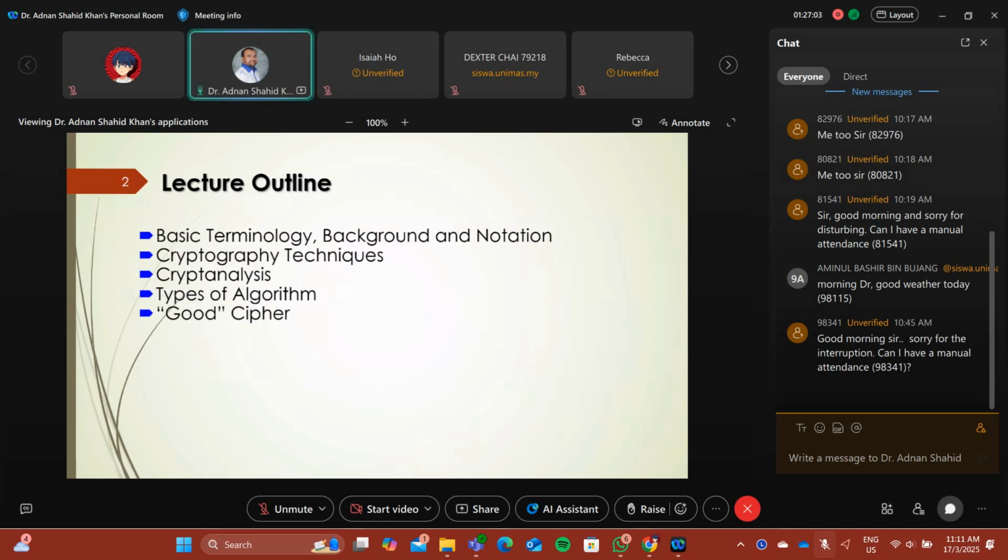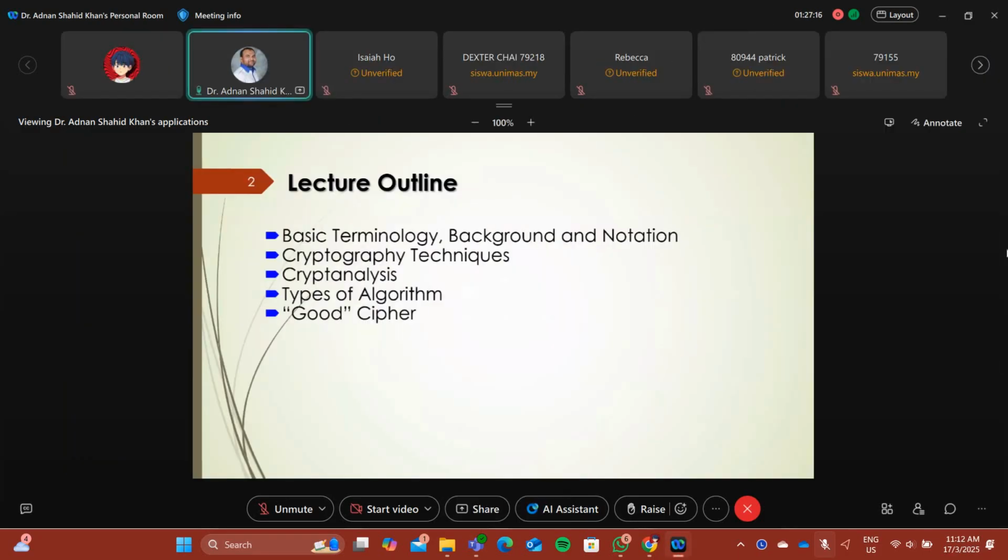Background notation. Whenever we write any research article on cryptography or cybersecurity, we have to use some notation, and then there is a table of notation. If we use any non-traditional notation, we have to explicitly mention it in the table of notation. If we use any terminologies that are our own, we have to define them.